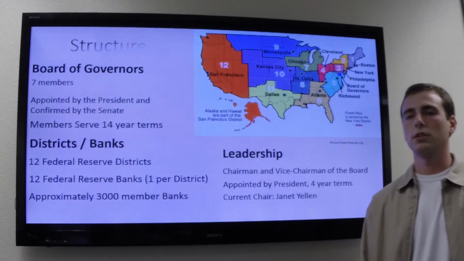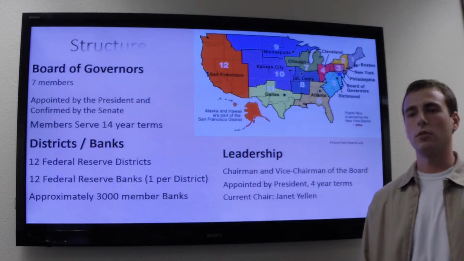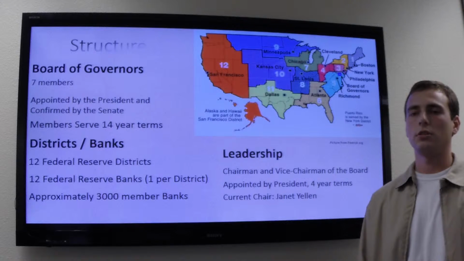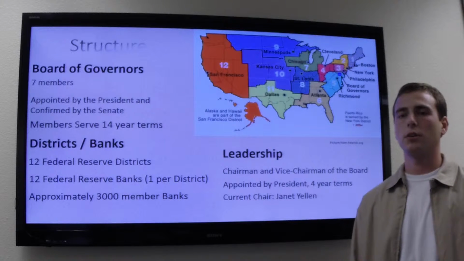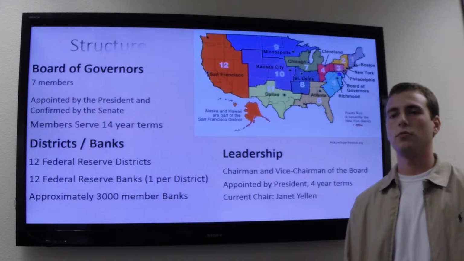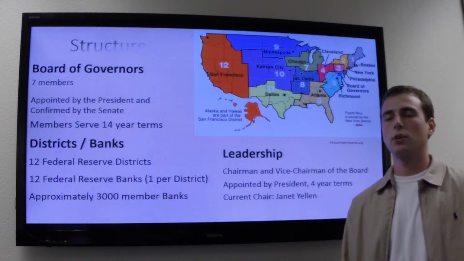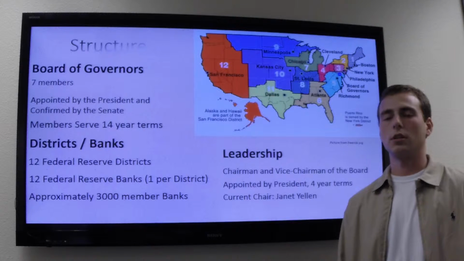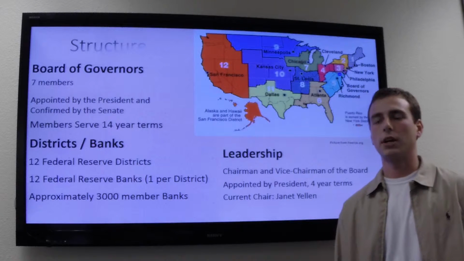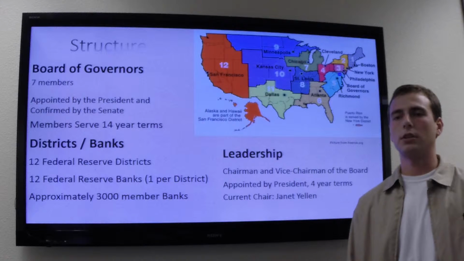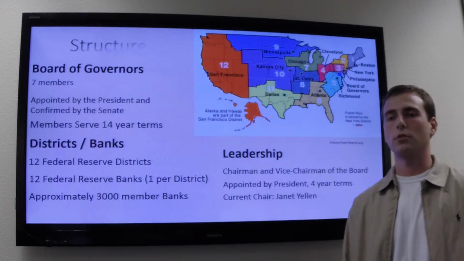The Federal Reserve consists of a board of governors with 7 members. Members serve 14-year terms. The chairman and vice chairman are appointed by the president and each serve 4-year terms. There are 12 Federal Reserve districts, each having a Federal Reserve Bank. There are an additional 25 bank branches and approximately 3,000 member banks in the Federal Reserve System.